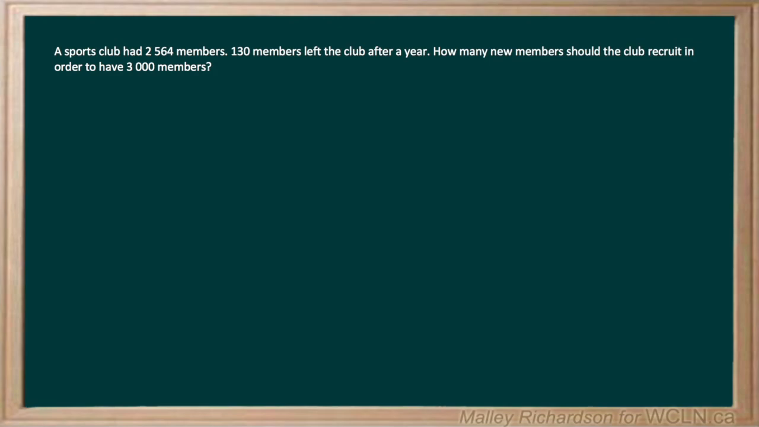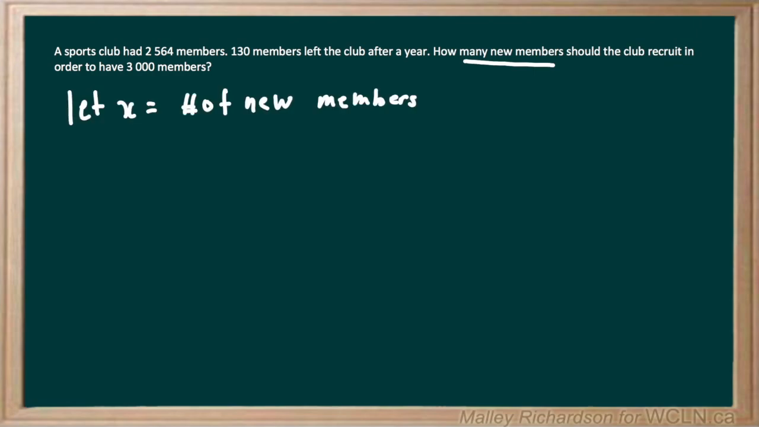Our variable is our unknown, and our unknown is how many new members the club should recruit. So we're going to say our variable is x. So we're going to let x equal the number of new members that the club is going to recruit. So now let's make our equation and solve.